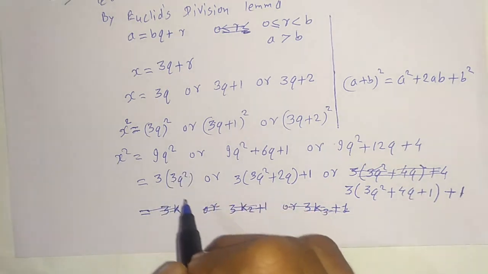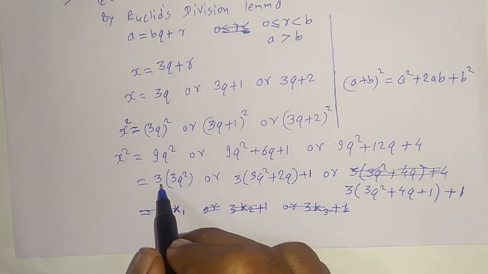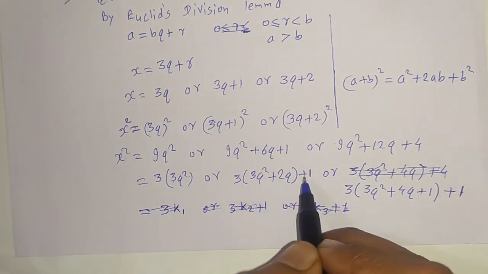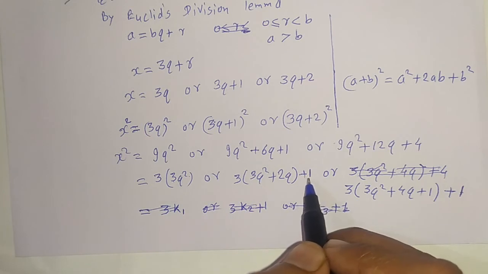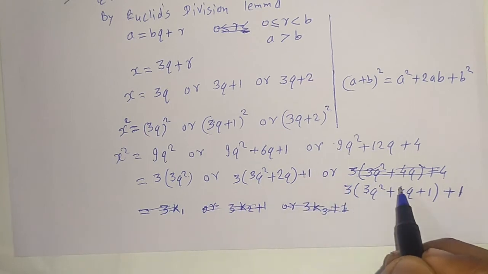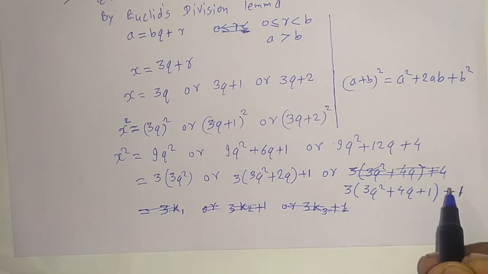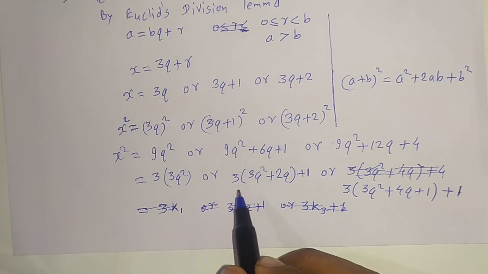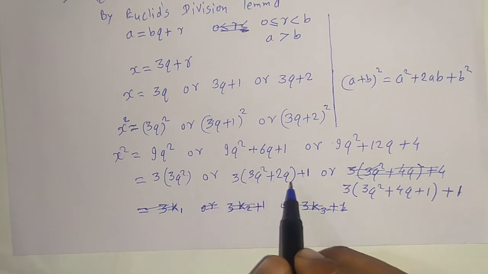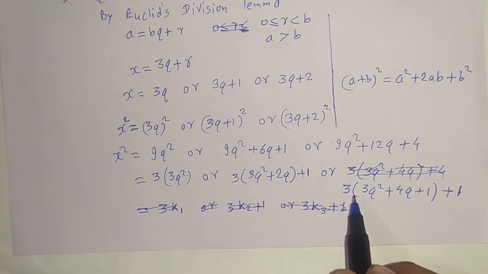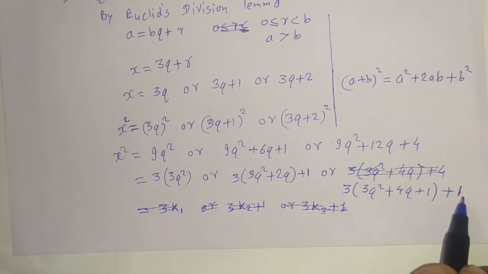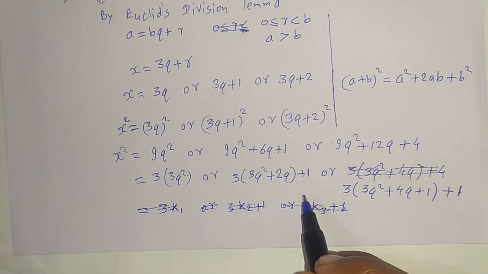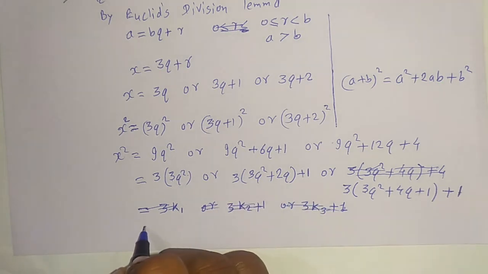So if you look into these 3 equations, you got 3 into some factor for the first equation, 3 into some factor plus 1 for the second equation, 3 into some factor plus 1 for the third equation. So these two forms are equal. Why? Because here you got 3 into some factor plus 1. Here again you have 3 into some factor plus 1. Only thing changed here is the value in the bracket. So let's write this in generalized form.